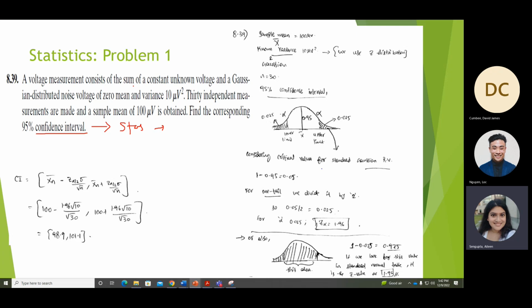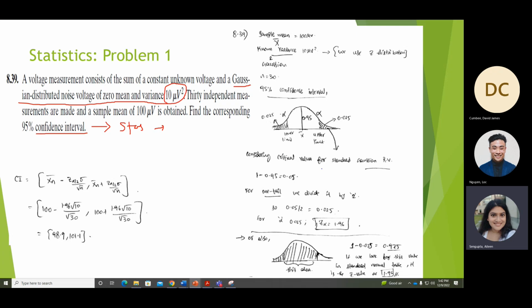Sorry about that. All right, the voltage, let's read it again. The voltage measurement consists of the sum of a constant known voltage, an unknown voltage, and Gaussian distributed noise voltage, with zero mean, and the variance is given.